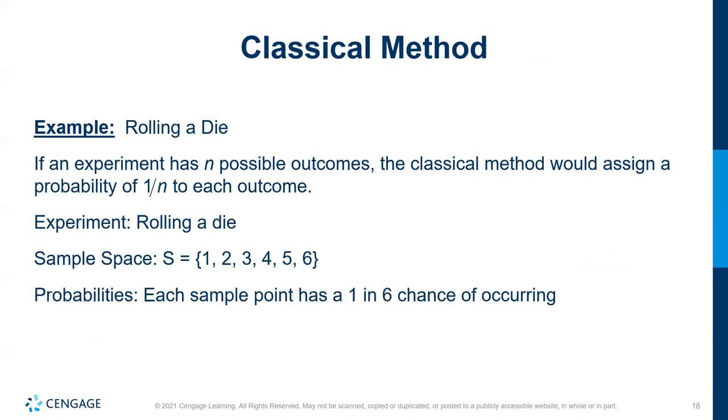All right, so here's an example of the classical method, rolling a die. It has n possible outcomes. So the probability of any given outcome is 1 over n. So we have 1, 2, 3, 4, 5, 6 as the possible outcomes in the sample space. 1 over 6 is the probability of any given roll.